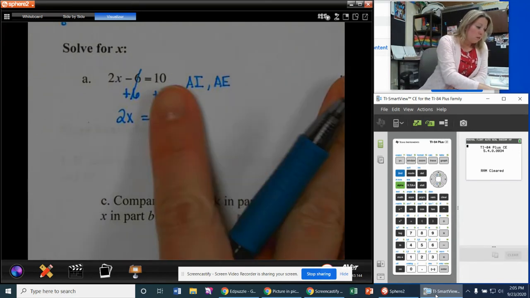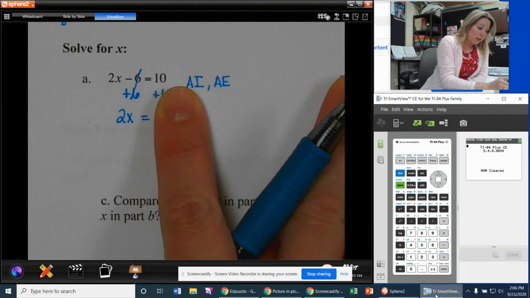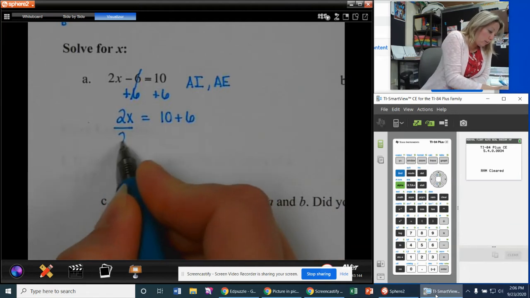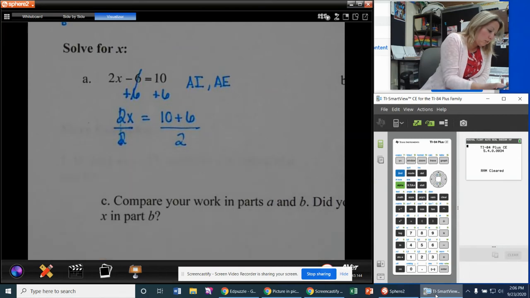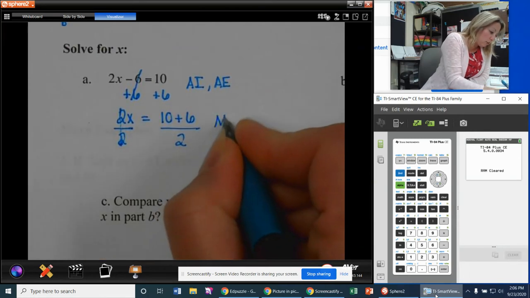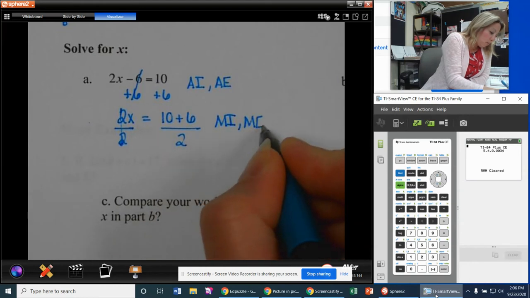Now, what would you do to get x alone? What is the opposite of multiplying by 2? Dividing both sides of the equal sign by 2. So let's do it. Divide both sides of the equal sign by 2. These 2's cancel out because they are multiplicative inverses. And you did it to both sides of the equal sign, so that's the multiplication property of equality.